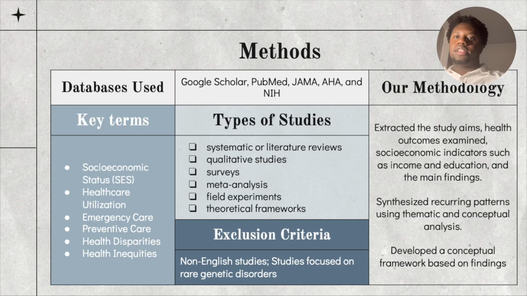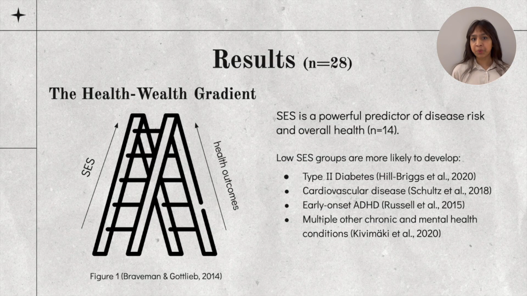And then we extracted data specifically on socioeconomic indicators like income and education, and this helped us see recurring patterns within those indicators. With this rigorous thematic analysis, it ultimately allowed us to develop a conceptual framework to inform future policy research. Across the 28 studies included in this review, socioeconomic status consistently emerged as a major predictor of health outcomes. Half of the studies directly linked low socioeconomic status with worse health compared to higher socioeconomic groups.